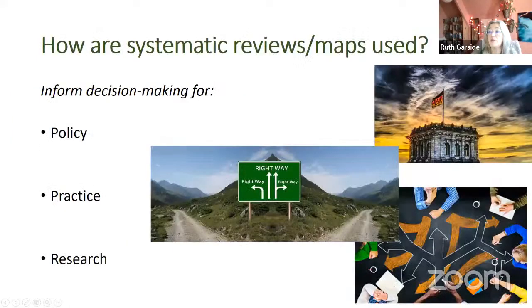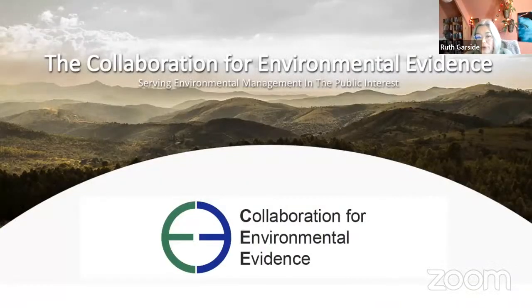So these reviews and maps can be used to inform decision-making in policy, practice and in research. So that's my quick whip through systematic reviews and systematic maps. And I'm now just going to talk a little bit about the Collaboration for Environmental Evidence, or CEE.